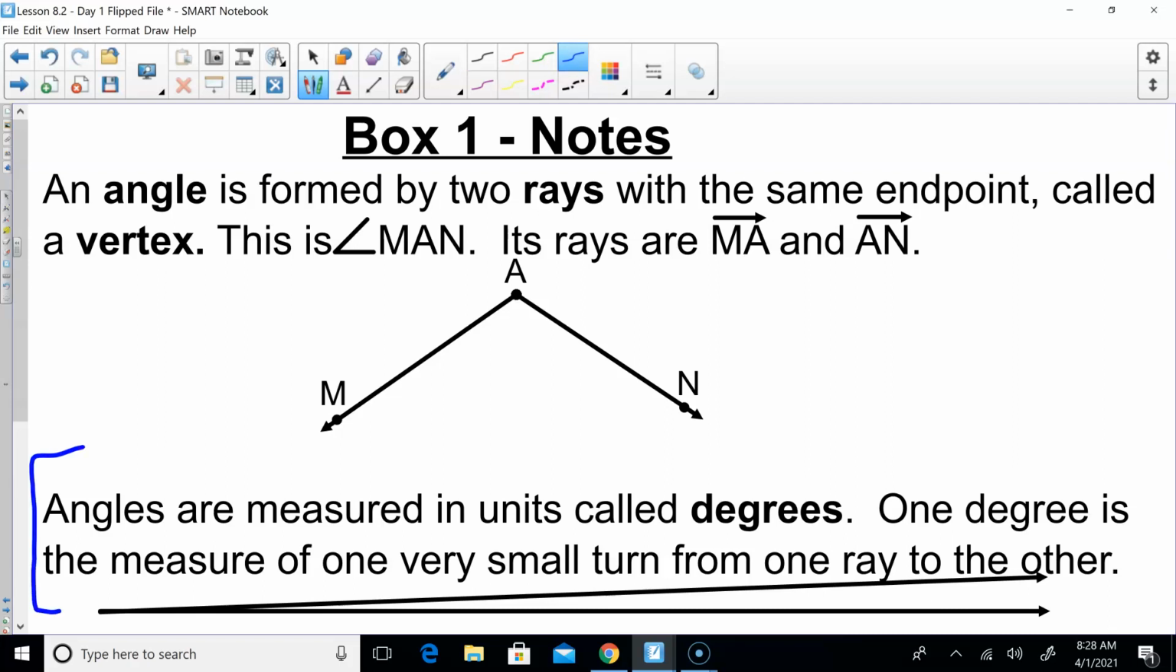Angles are measured in units called degrees. And we kind of mentioned that yesterday. 1 degree is the measure of one very small turn from one ray to the next. And that's probably even bigger than a degree, but it kind of gives you an idea of this. A degree is a very small unit of measurement. If you have a protractor, you look for one tick to the next tick. That's actually how small a degree is. So this one's probably not a degree to scale. But you want to write down this one, so you can pause the video on what is a degree. It's a unit of measurement and how we measure angles to help you out.